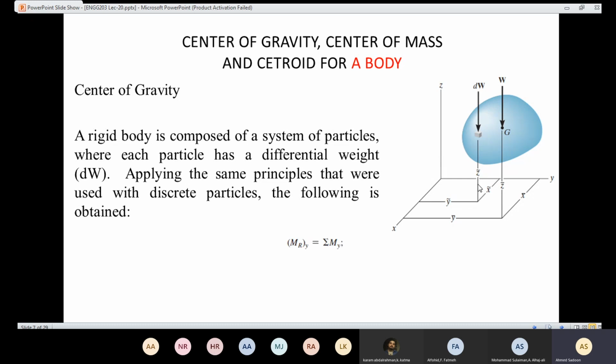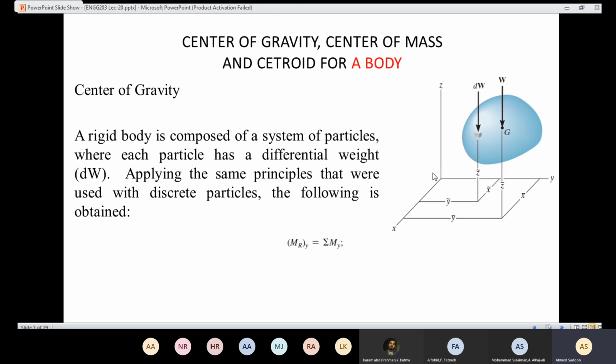So for example, if you want to know the value of x here, the center of gravity for that body, the total weight of the body is going to be located at the center of gravity. So we need to know the value of x, the value of y, and the value of z. For that, we are going to take a small part here, a differential weight, and that differential weight is going to have its own x and y and z. Then we are going to integrate in order to represent the whole body.